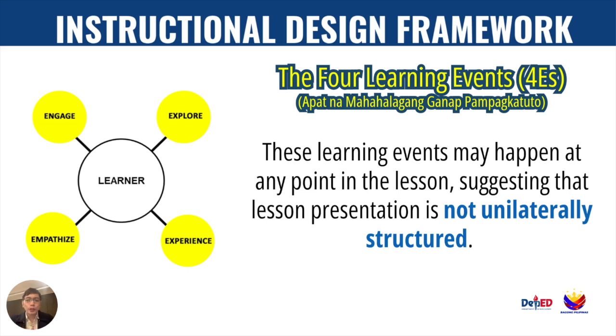So one important point to remember is that the four E's do not always happen in a fixed or one-way sequence. These learning events may occur at different points in the lesson depending on the purpose of instruction, the needs of the learners, and the nature of the content being taught. So lesson flow is not strictly linear. Teachers can flexibly use each event as needed, focusing on their meaningful use to support learning.